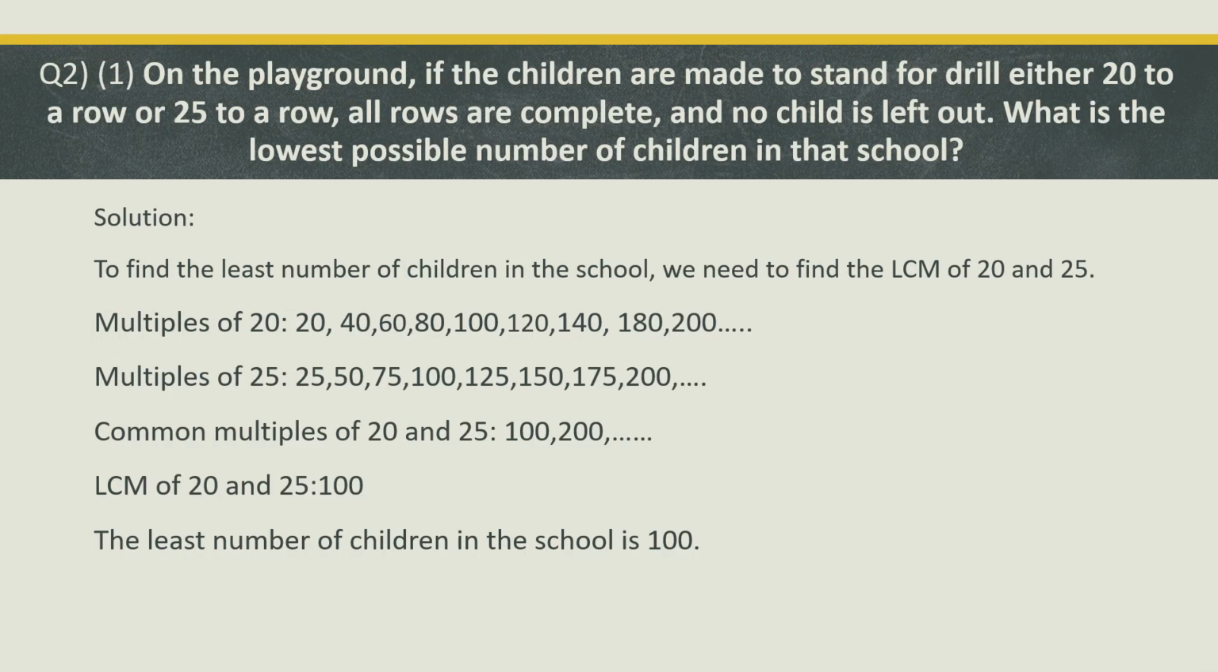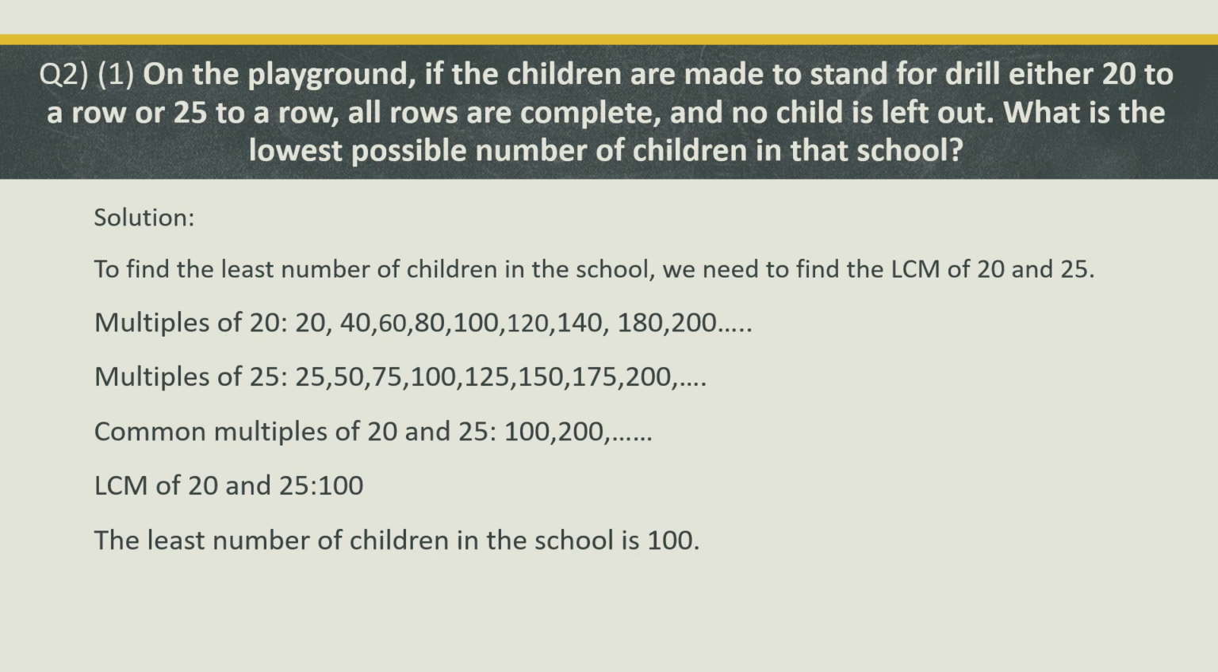Now, the word problems. On the playground, if the children are made to stand for a drill, either 20 to a row or 25 to a row, all rows are complete and no child is left out. This is the condition. So what is the lowest possible number of children? They are saying either 20 or 25 in a row is okay, but all the rows should be complete and no child should be left. So what is the lowest possible number of children in that school? We have to find the least number of children in that school.